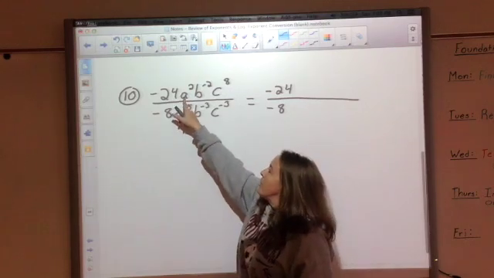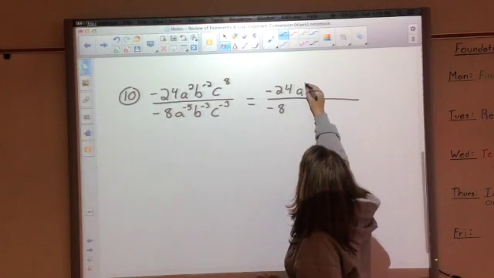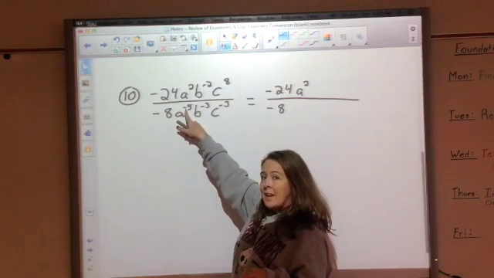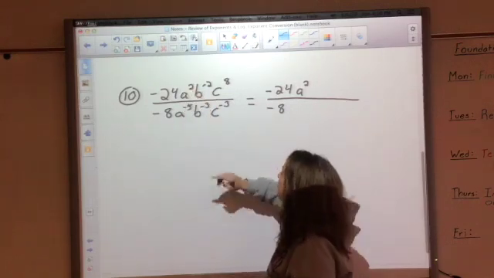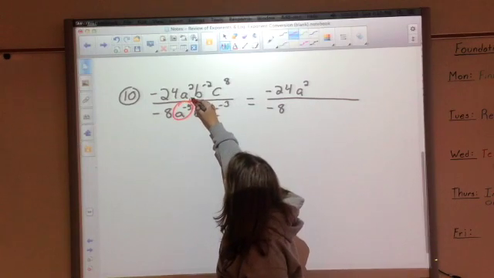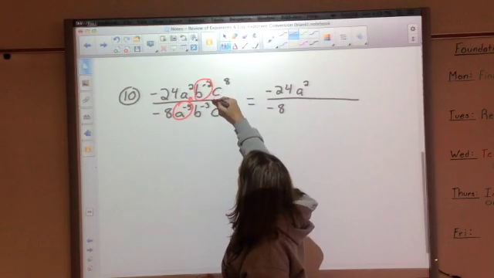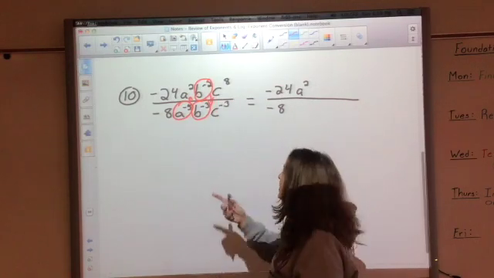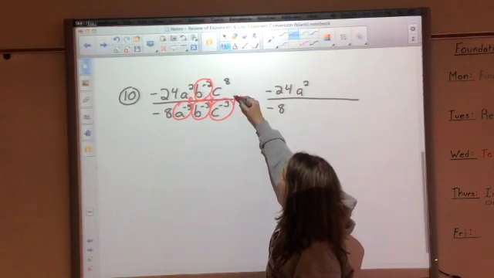Okay, so we know that this is fine. That's going to stay because it has a positive exponent. So we're going to leave that as a to the positive 2. However, we look at this a and say, it has a negative exponent, so it needs to move from the bottom to the top. So this is going to move up. This is going to move down. This is going to move up. Negative exponents. This is fine to stay where it is. This is not. Negative exponent means it needs to move up.